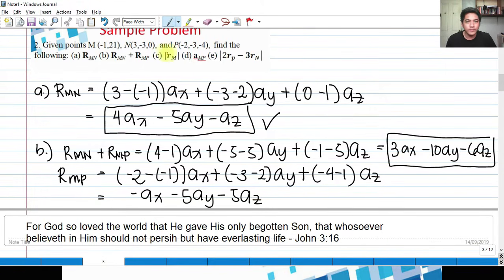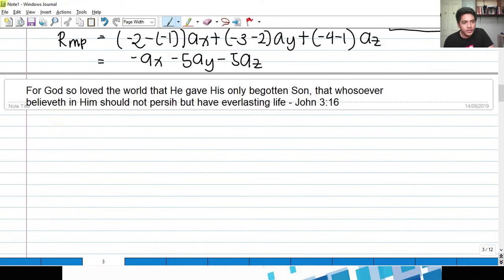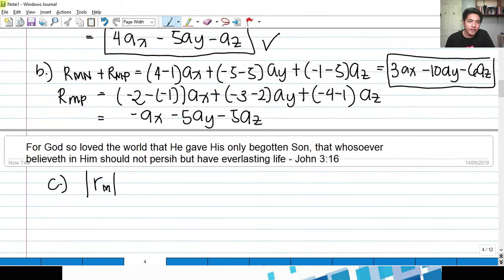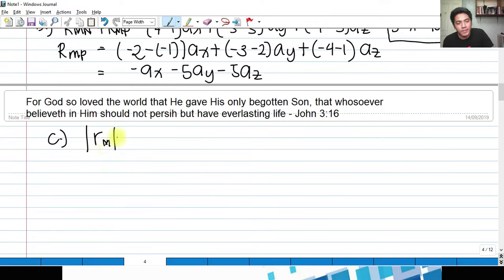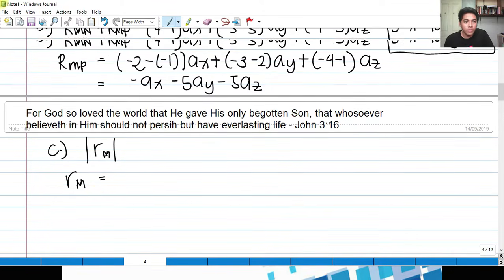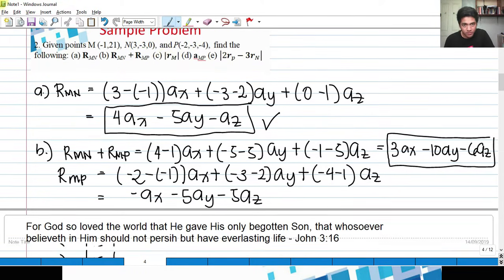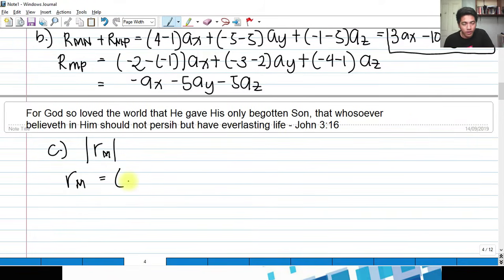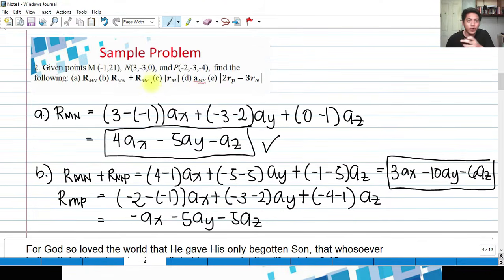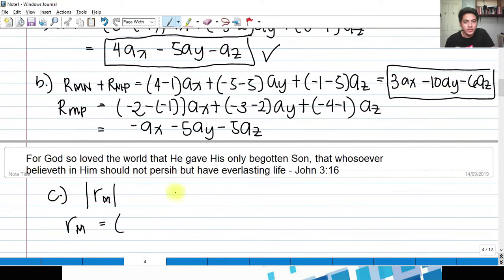For letter C, it says the magnitude of the vector R_M. If we see this sign, it denotes the magnitude of R_M, so our result here should be a scalar. But first, we need to find the vector R_M. What is vector R_M? It only says that your initial point here is the origin. If the initial point is the origin, your final point is M. So let's label this M.